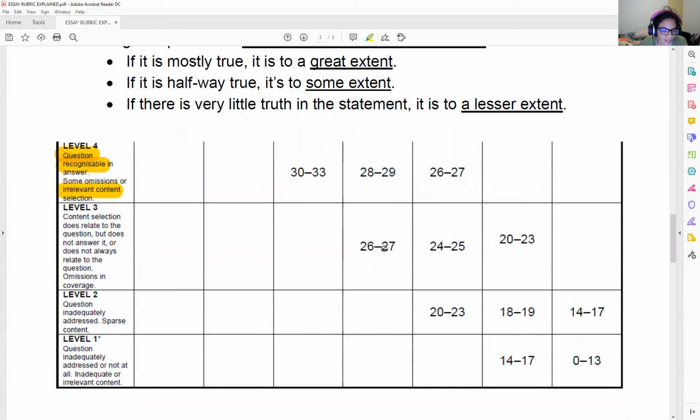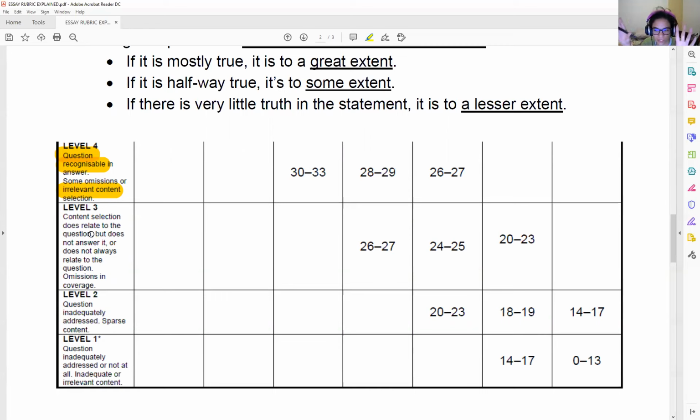Okay, so now let's have a look at level 3. Content selection does relate to the question, but does not answer it or does not always relate to the question. So I can see that the student has some information here.